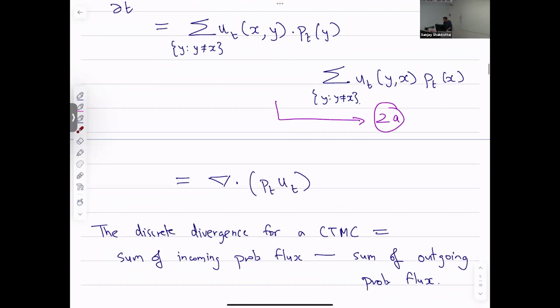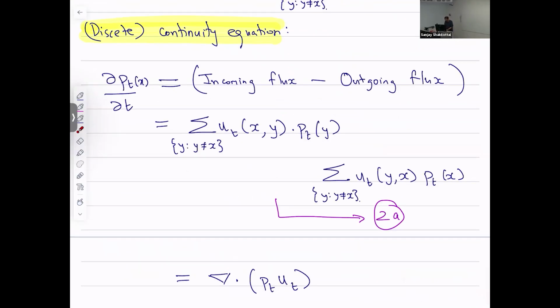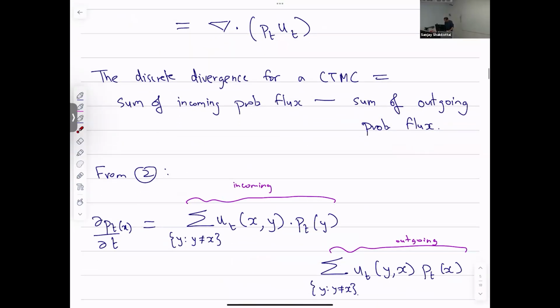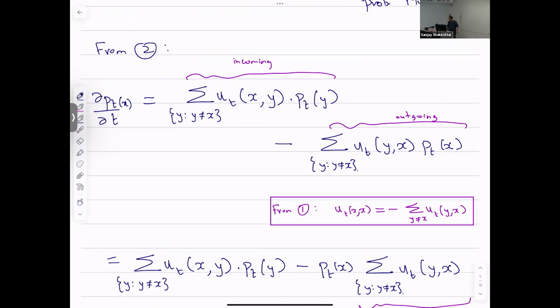So all this is intuition. I just said this is a continuity equation. Why is this true? One way to see this is the following. Let's write this again. Del p by del t is the sum of incoming flux minus outgoing flux. Now, remember the velocity fields. It was such that at any particular x, the sum of velocity fields must be equal to 0. And this came from the fact that the one-step, tiny h-step probabilities should sum to 1. That's where this came from.